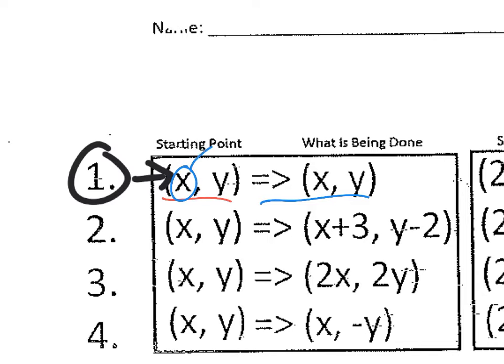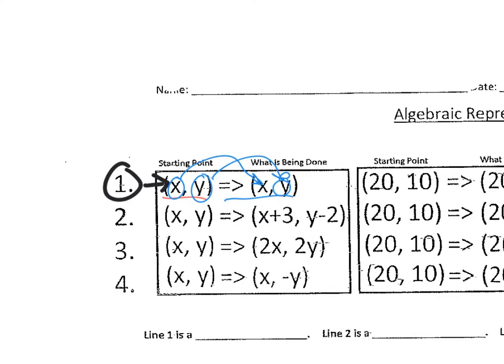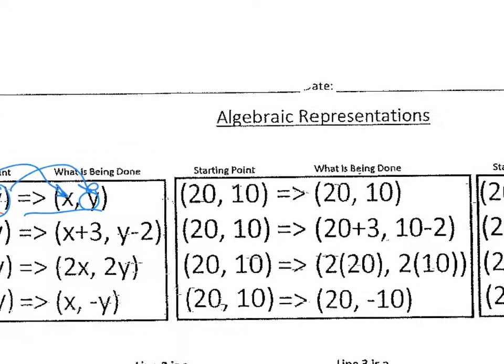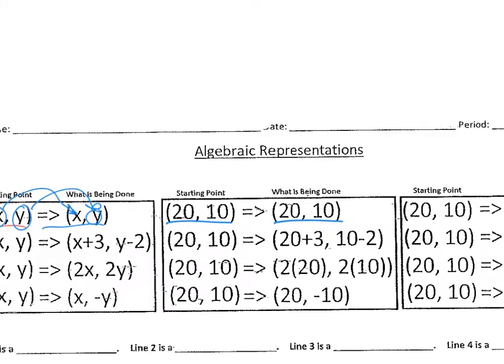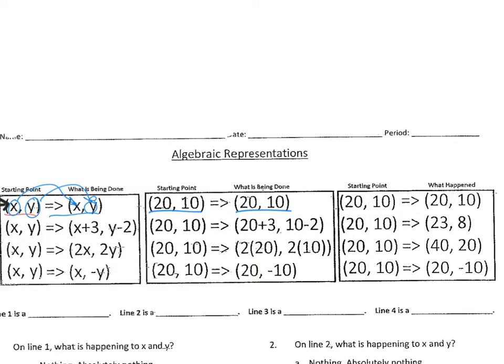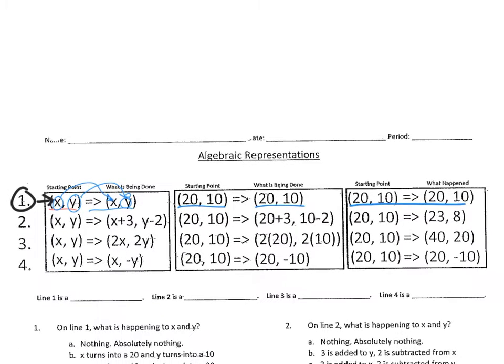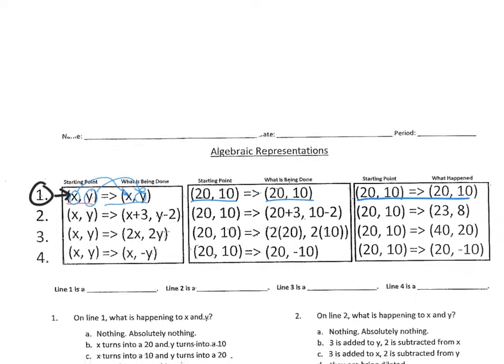Well, from x to x, nothing changes. From y to y, nothing changes. So, for example, if I was going to follow that set of instructions, if my starting point was 20, 10, what would happen is absolutely nothing. We leave the x and the y both alone, which is why we end up with 20, 10 when we're finished. So this whole line pretty much ends up looking the exact same. It's just showing that whatever x and y are, we keep them the exact same.